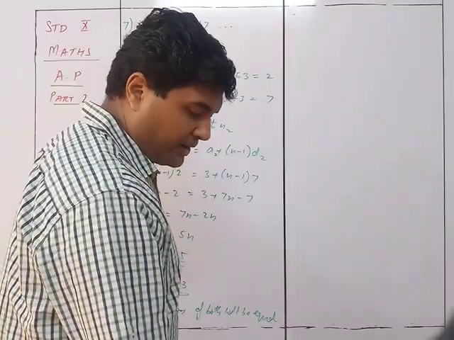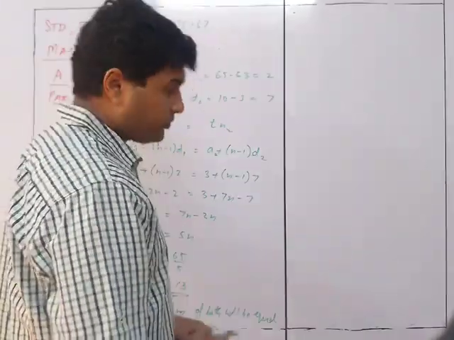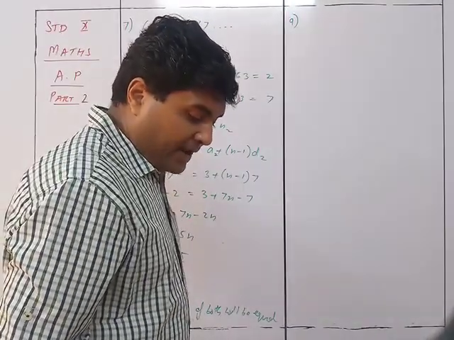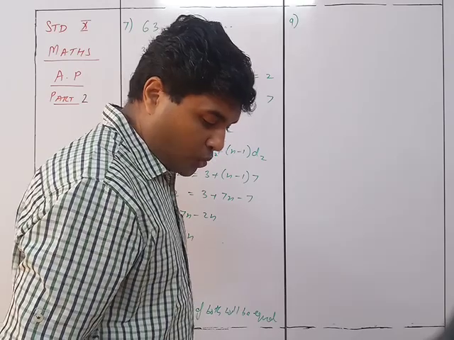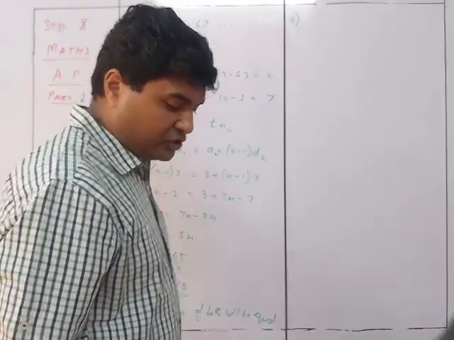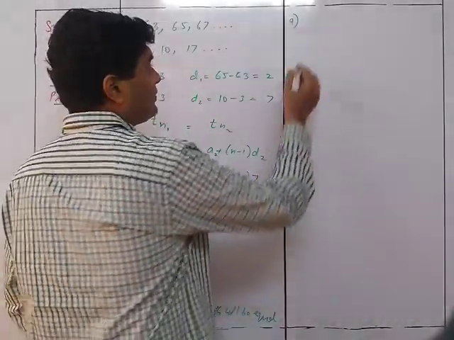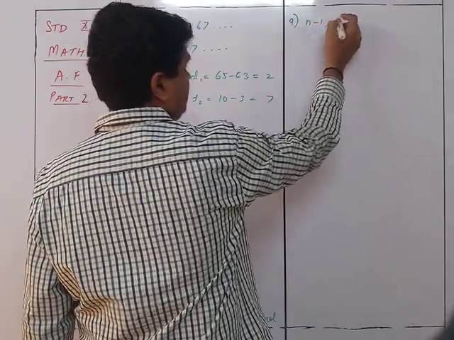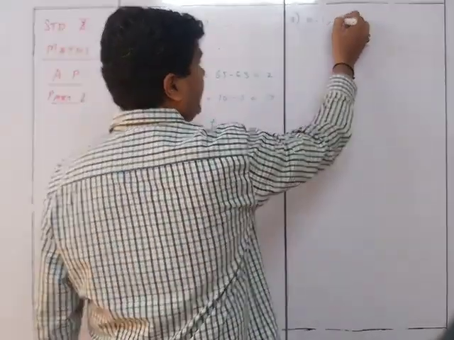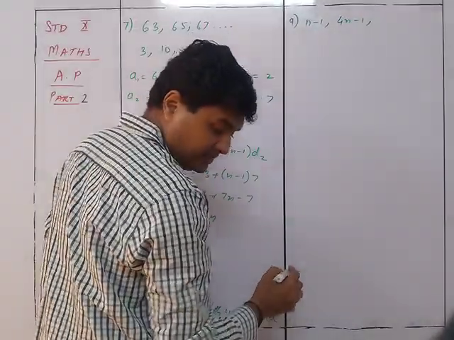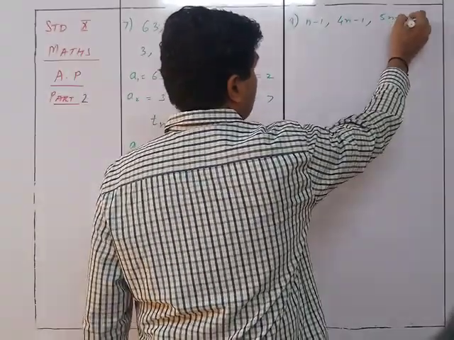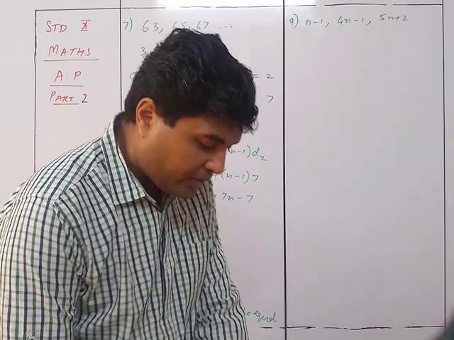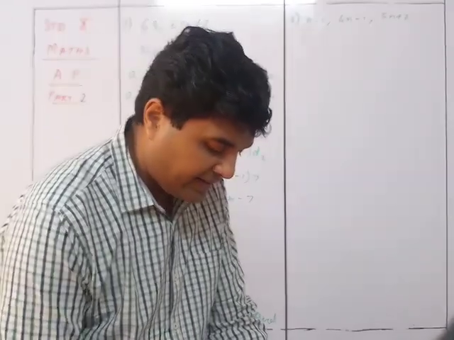We move on to sum number 9. If the numbers n minus 1, 4n minus 1 and 5n plus 2 are in AP, find the value of n and its next two terms. Okay, so first of all it is n minus 1, next is 4n minus 1, the next is 5n plus 2. They have given you these numbers and you need to find out what the next two numbers will be.